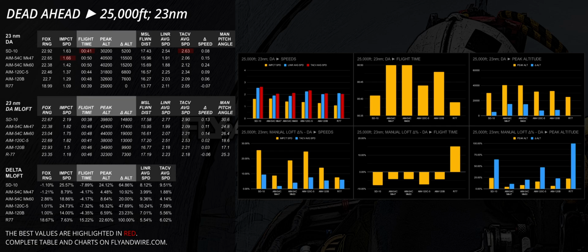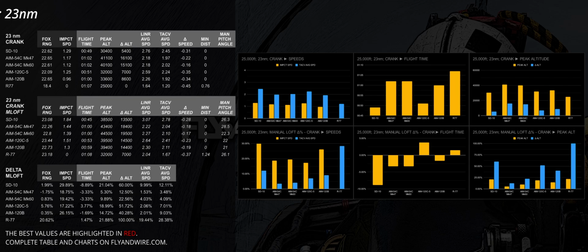Back to the tests, things suddenly change when the manual loft is introduced. This maneuver allows missiles to reach that thin air they all love, and the results are impressive. The SD-10, for example, gains between 25% and 30% greater impact speed, with the average speed increased by circa 10%. Overall, we can see how manual loft drastically helps when the target maneuvers.